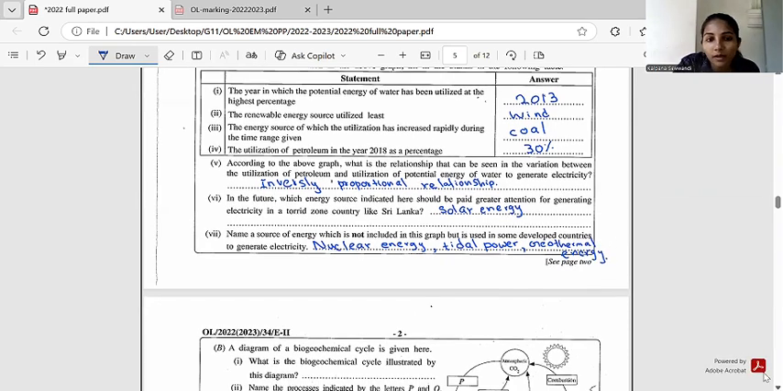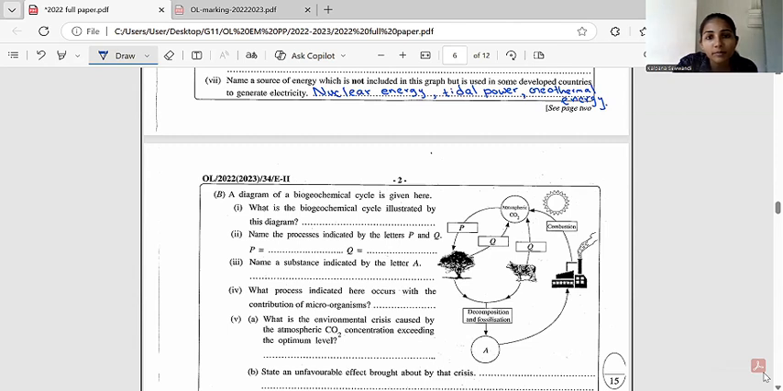Part B: a diagram of a biochemical cycle is given here. What is the biochemical cycle illustrated by this diagram? So this is carbon dioxide. This is related to the carbon. So this is the carbon cycle. Name the process indicated by P and Q. Carbon dioxide is utilized by P and carbon dioxide is released from Q.